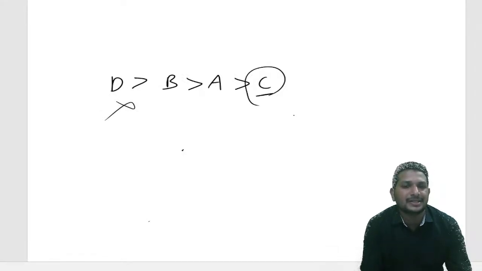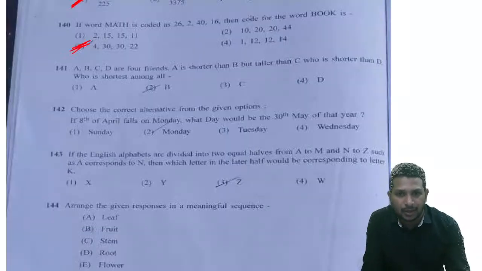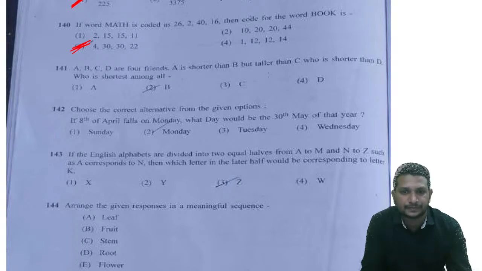So this is the order we got. So the answer for this question is, the shortest person is C, and the correct option is 3. Correct. Okay. Now clock and calendar.